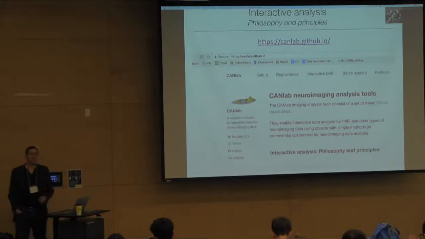One of the issues is discoverability. So how do you find out what's there?